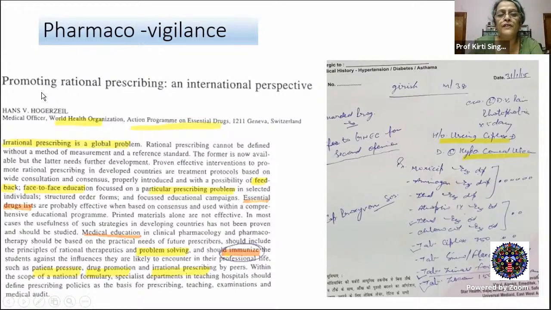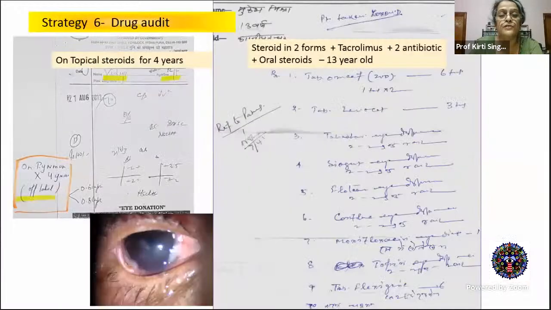So whenever you are promoting rational prescription, try to educate the students so that it immunizes them against the influences they are likely to encounter in their professional life, such as patient pressure, drug promotion, and irrational prescribing. Do a drug audit. Again, for my PGs, I do a drug audit very often. I just pick up sheets randomly from the OPD.